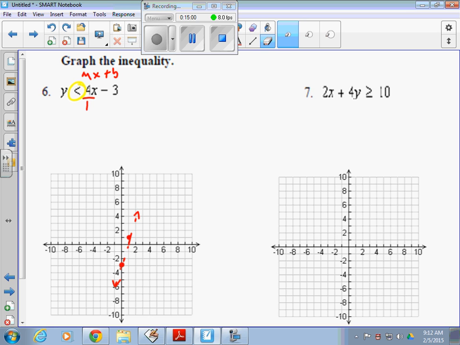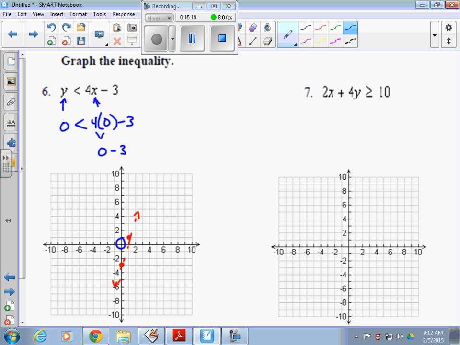It does not pass through 0, 0. That is always a good thing for us. We're going to plug in and see if that is true or not. We're going to plug it right back into the original inequality. 0 is less than 4 times 0 minus 3. Anything times 0 we know is 0, minus 3. 0 is less than negative 3. This is not a true statement. 0 is not less than negative 3. So the side where 0 is on is wrong. That means this is the side that needs to be shaded.